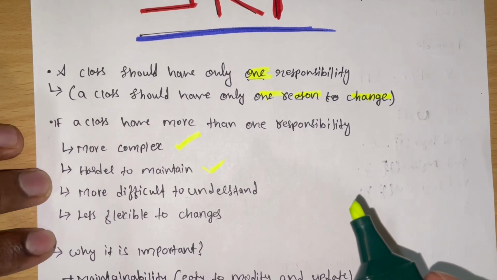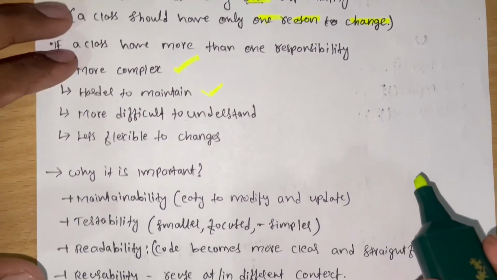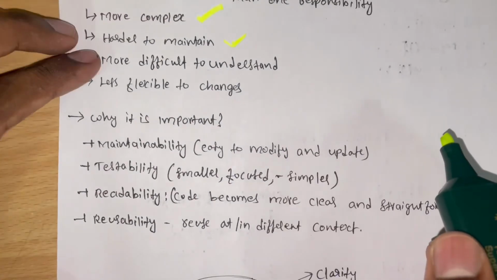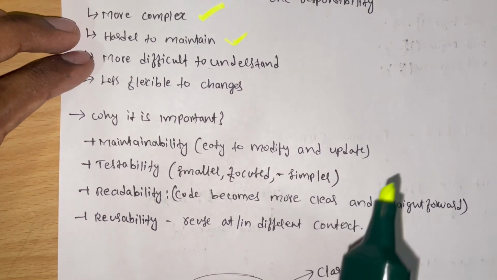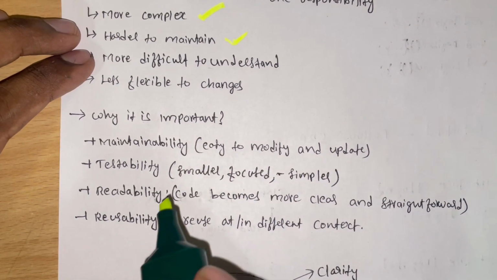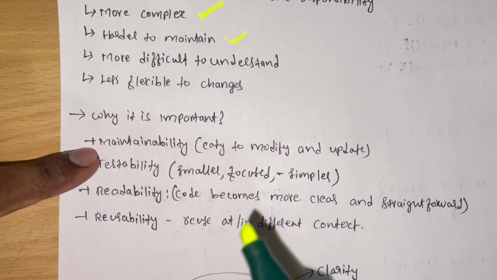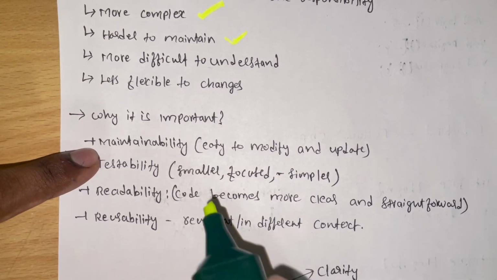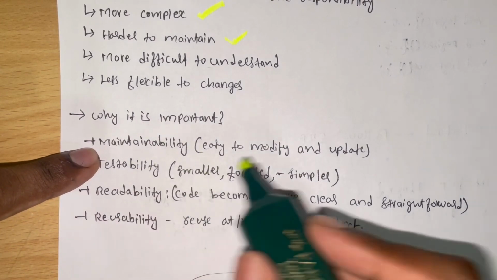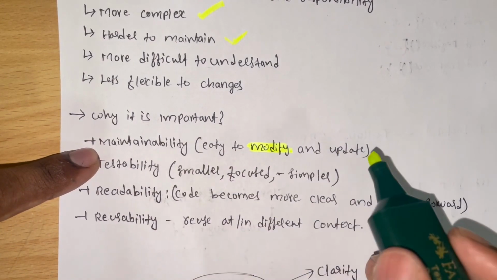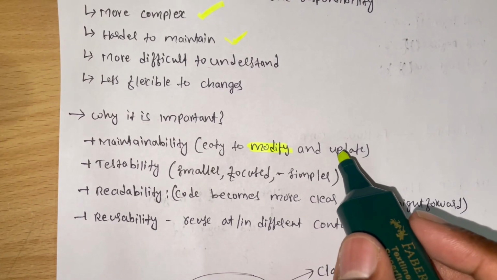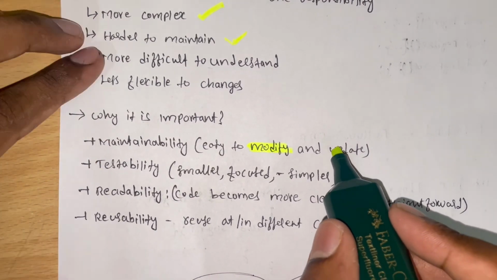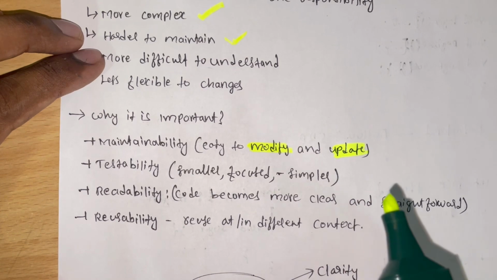So that is why we have to avoid this, and why it is important to have a single responsibility in a single class. If we have a single responsibility in a single class, we can easily maintain it. That means you can also modify the class with a single responsibility easily and update it according to your requirements.